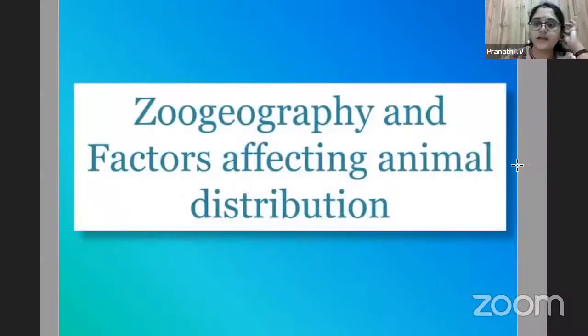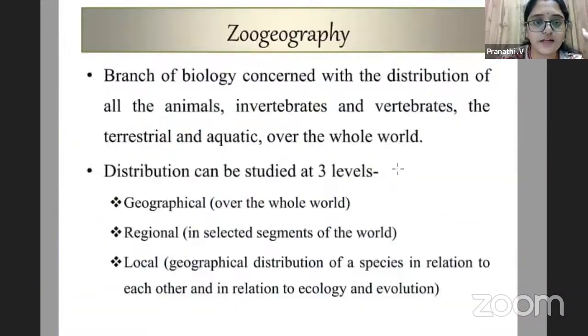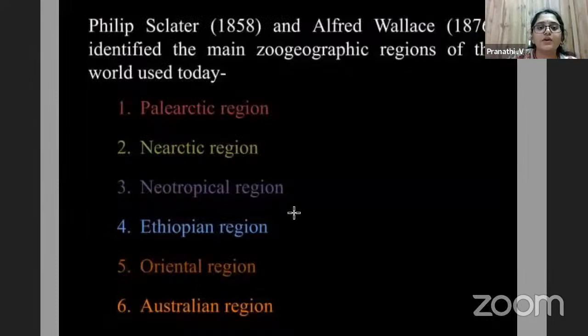Right. So in this case scenario, we are going to see what exactly are the zoo geographic factors and the factors that are going to distribute the animals accordingly. This is the branch of biology which is concerned with distribution of animals, that includes both vertebrates and invertebrates. And this is at three levels, that is geographical, regional, and local. Once you come to this, there are two scientists, Philip Sclater and Alfred Wallace, who had identified the different kinds of regions in the world today. The animals are distributed mostly in these six regions only.